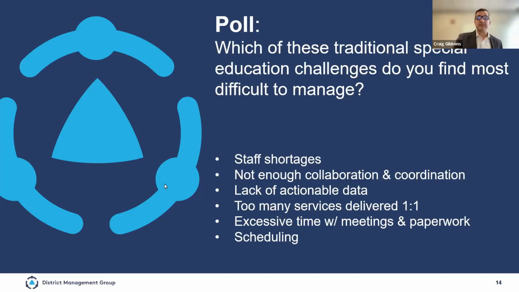So it looks like staff shortages are still top of mind for a lot of folks. We also are seeing the excessive time in meetings, paper, so the things that are getting in the way of spending time with kids. So those two, staff shortages and other stuff, are at the top of the list here, with not enough time to collaborate and scheduling coming in a close second. So thank you for sharing that. We'll be mindful of that as we go through these 10 best practices.